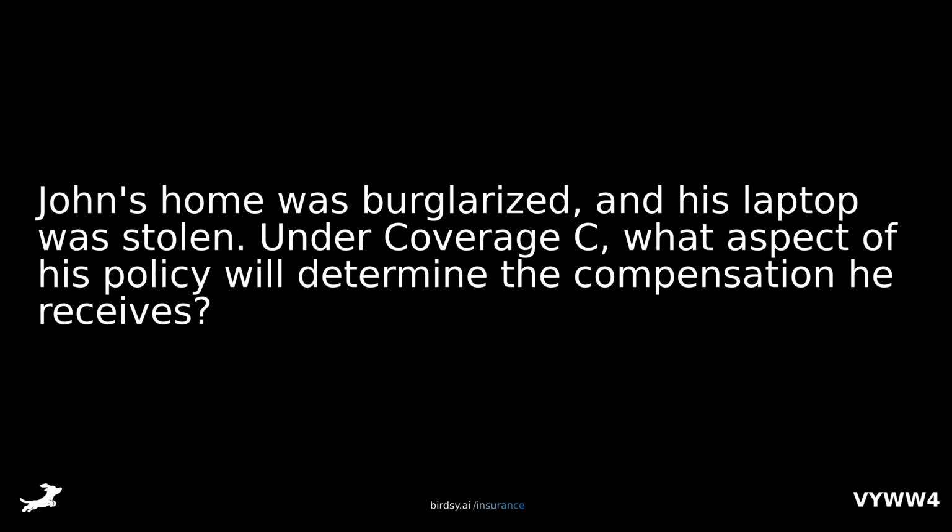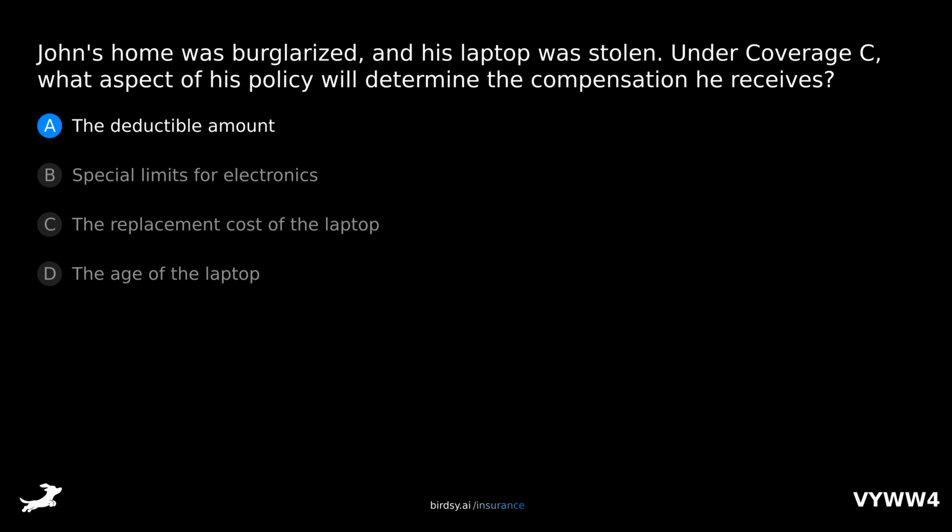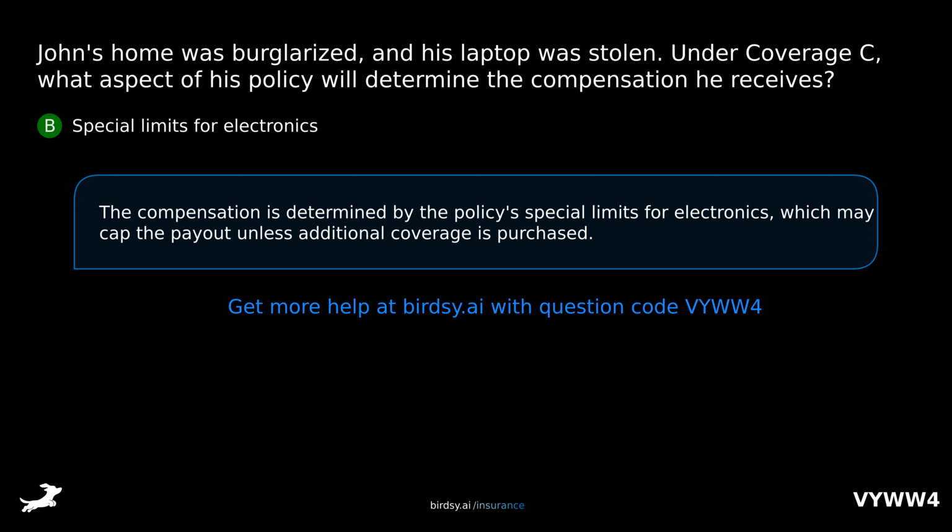John's home was burglarized and his laptop was stolen. Under Coverage C, what aspect of his policy will determine the compensation he receives? Is it A, the deductible amount, B, special limits for electronics, C, the replacement cost of the laptop, or D, the age of the laptop? The answer is B, special limits for electronics. The compensation is determined by the policy's special limits for electronics, which may cap the payout unless additional coverage is purchased.